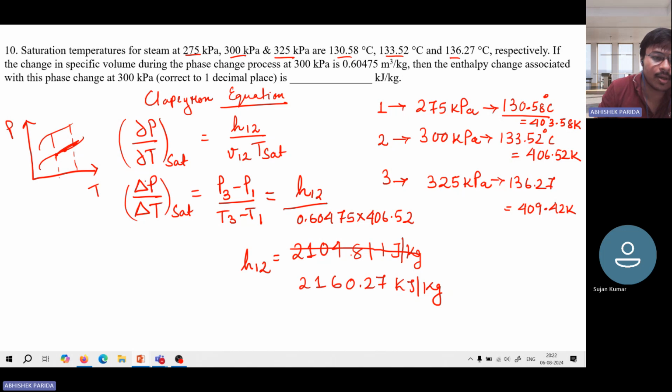You cannot just calculate on these two consecutive points. That is why this is dou P by dou T at saturation point. So you will be taking the pressure and the temperature's value for del P and del T around that point. For example, if it was asking 305 kilopascal, then you would take a value a little bit higher than this and a little bit lower than this. Then only you can calculate the slope. Okay.